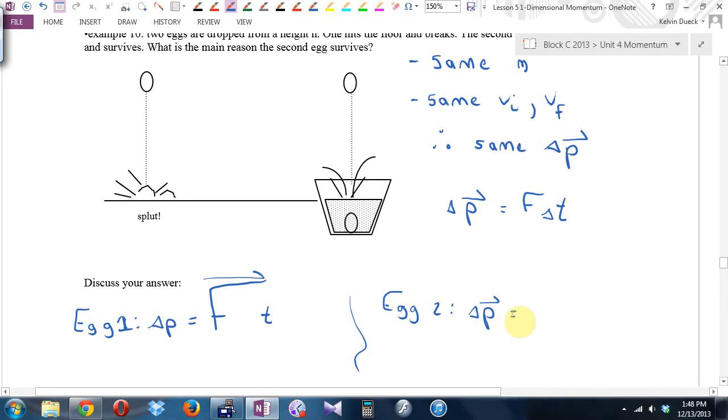But what did you say we made bigger, Nate? Big change in time, much smaller force. Is that okay, writing it that way with big letters and small letters? You could write it out in English too, but... Okay.